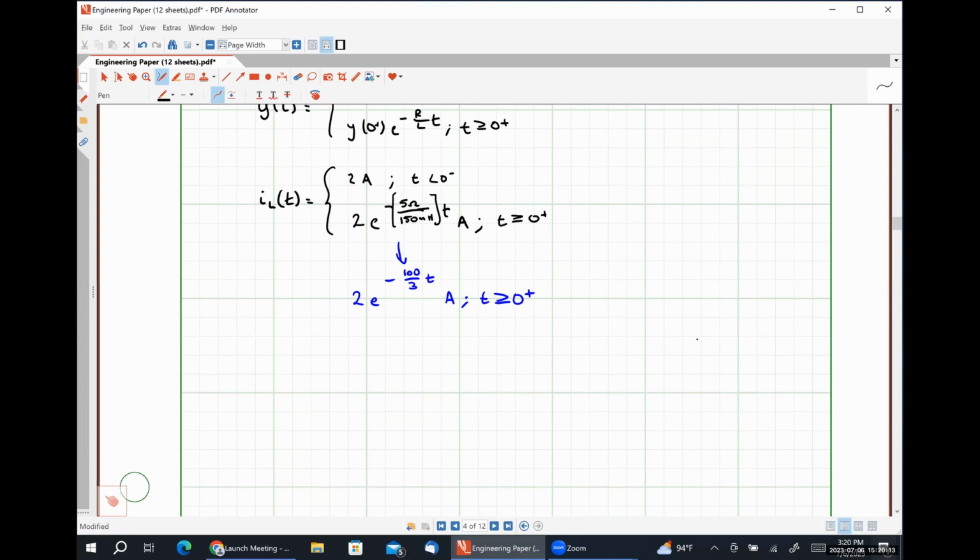For VR, we are going to have 6 volts for t less than 0-, and then we are going to have 3e to the negative 100 thirds t volts for t greater than or equal to 0+. Because all of the signals are going to exponentially decay at the same rate.